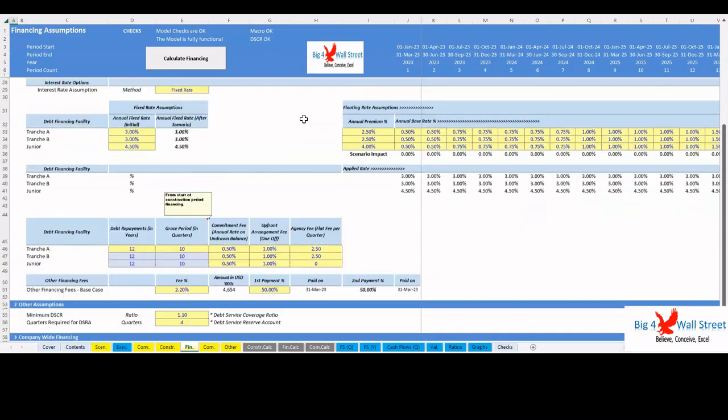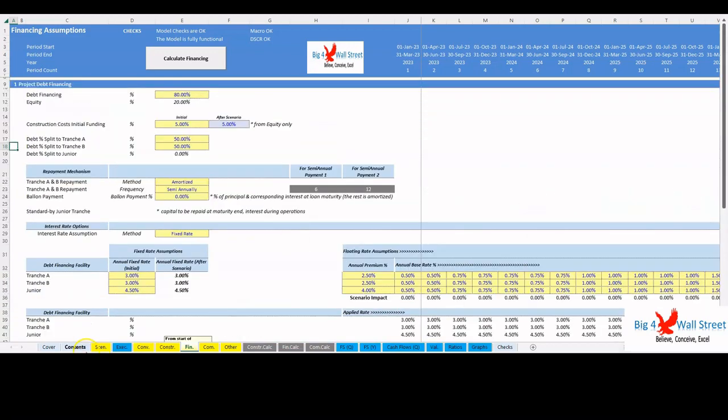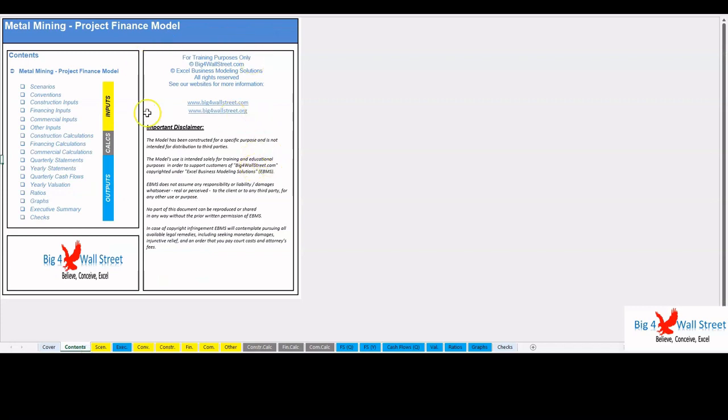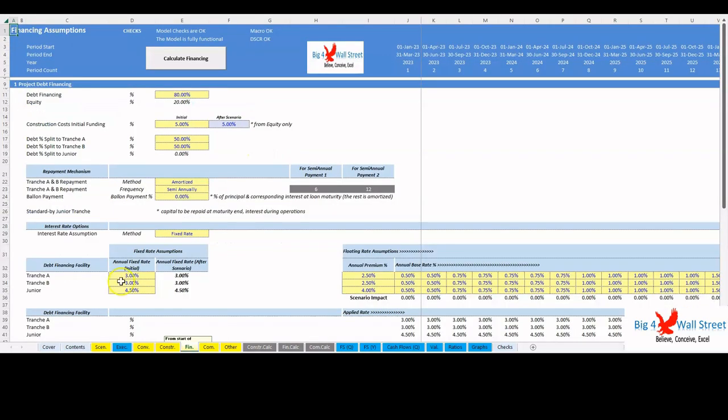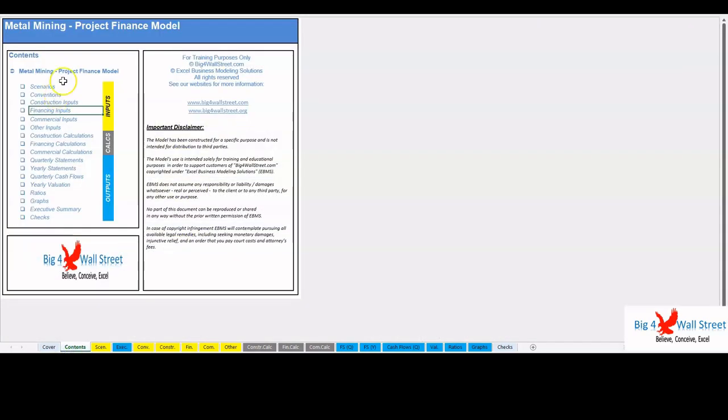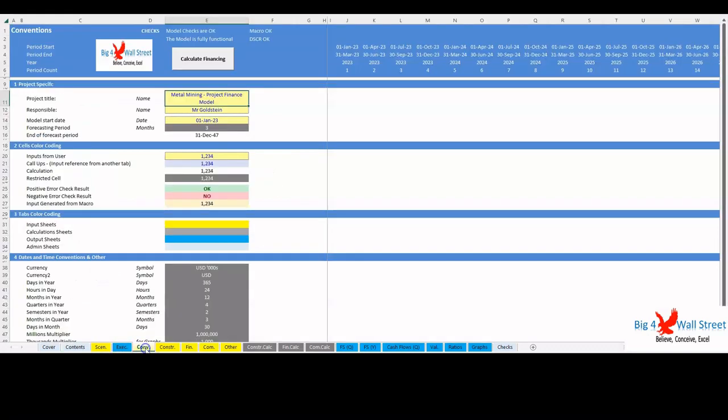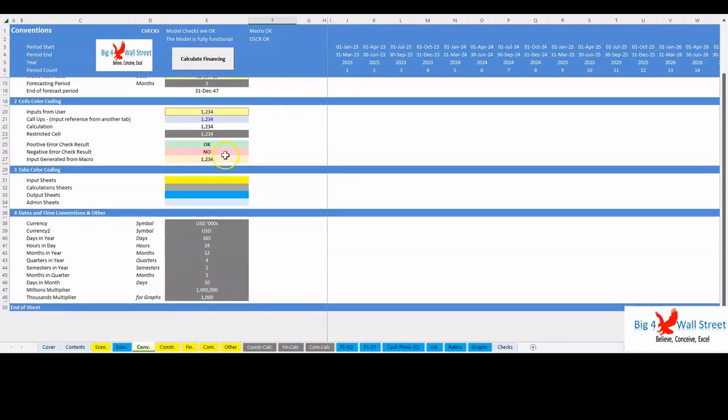So, a quick overview of the model. In the Contents tab you can see the structure of the model, and by clicking on any of the headlines, you will be redirected to the relevant worksheet. On the Conventions tab you are able to feed the general information for the model such as model name, responsible, timeline of the model and date and currency conventions. Additionally, there is a description of the color coding of the model in the same tab.